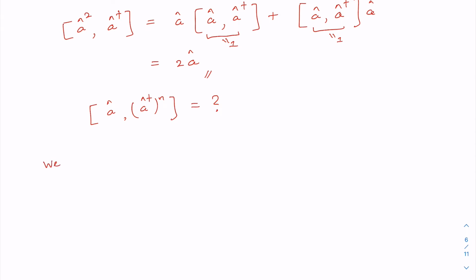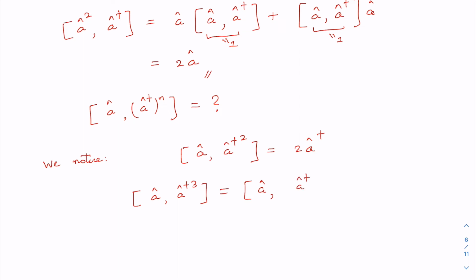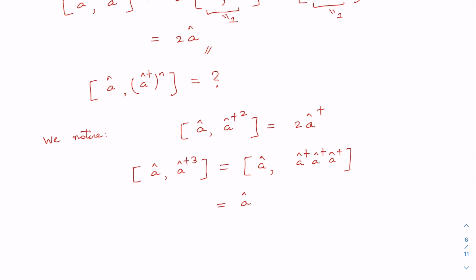First of all, we notice that, which we have already proved, a dagger square is equal to 2 a dagger. Now let us work out a dagger cube. This we can write as a with 3 a daggers multiplied, and these are operators, so order matters. This one I can write as a dagger a a dagger square plus a dagger, and already we have worked it out.